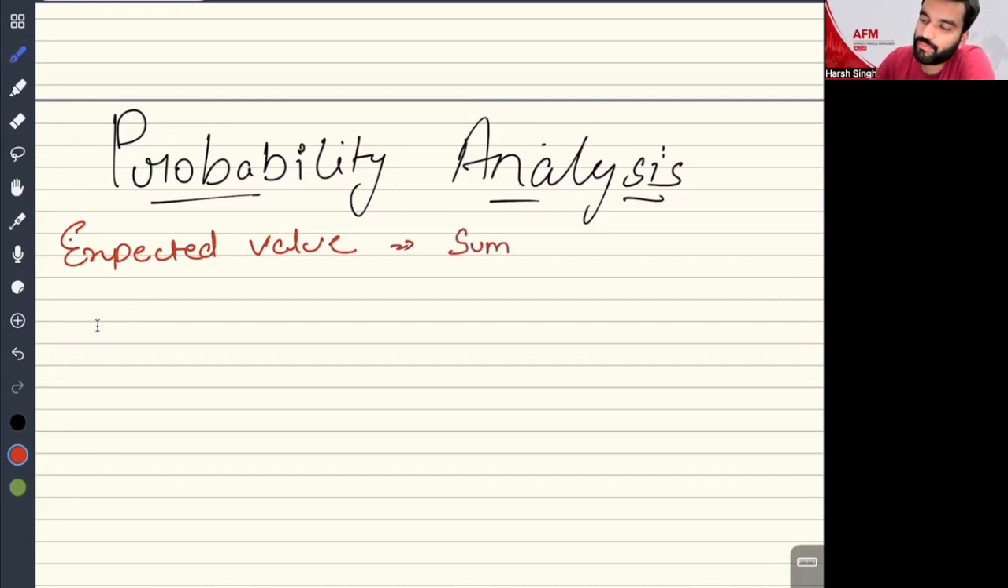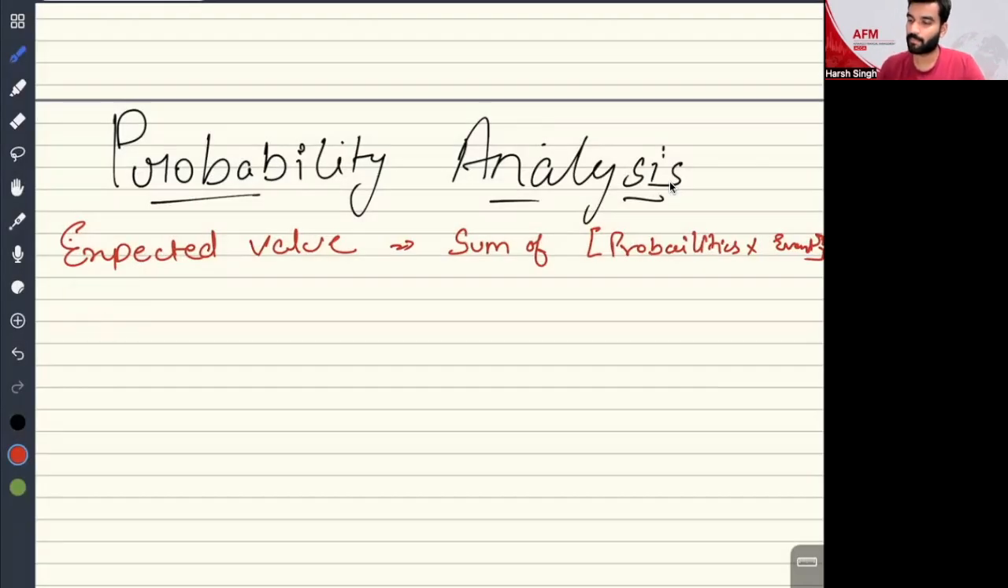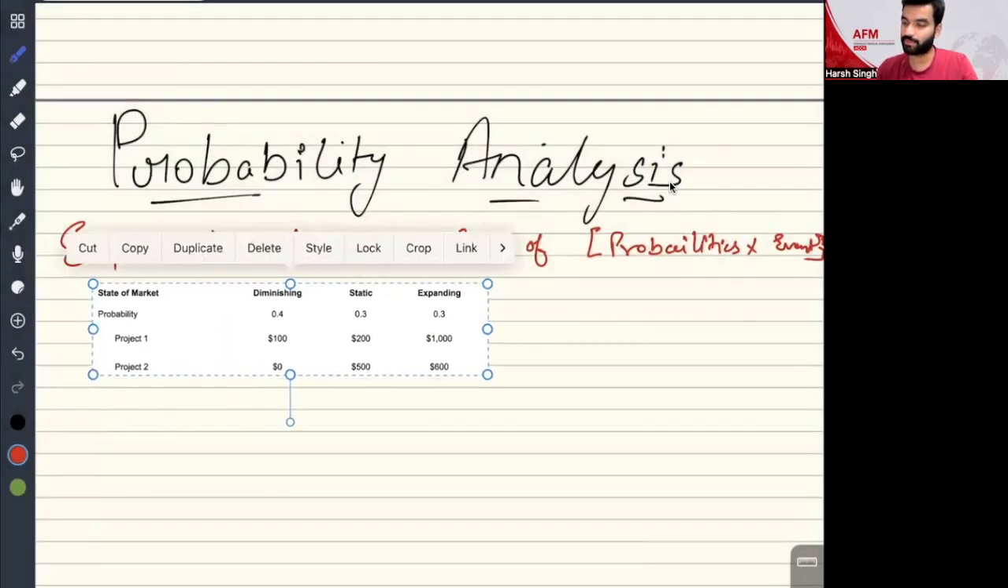This can be a part of a long APV or an NPV question, everyone. Expected value is nothing very tough. It is the sum of probabilities and events. Okay, sum of probabilities and events. For example, let's say we have one project. This is one question, everyone, that we have.